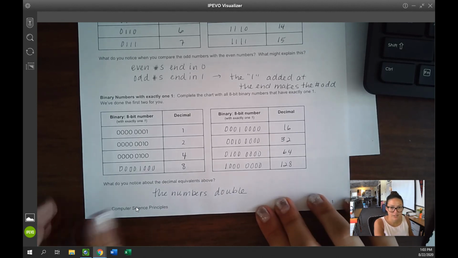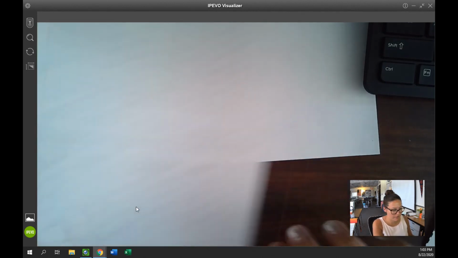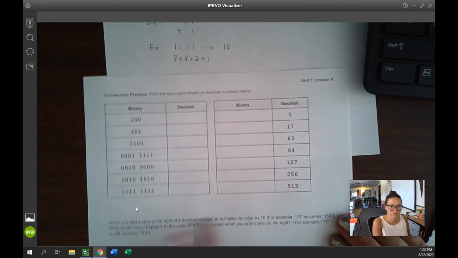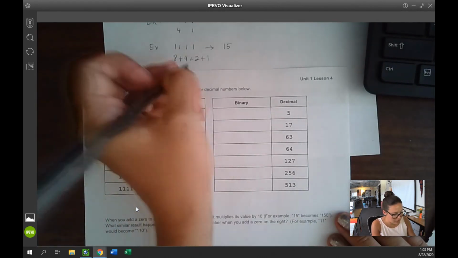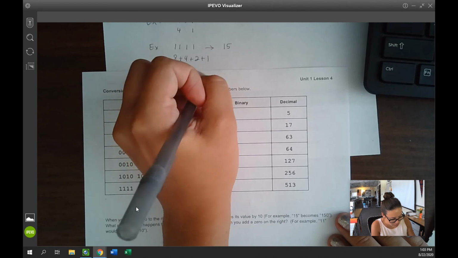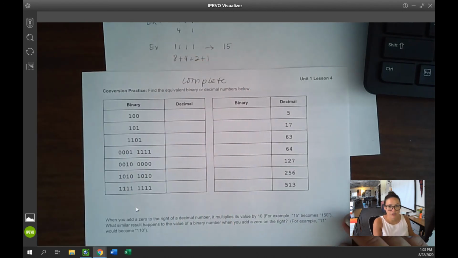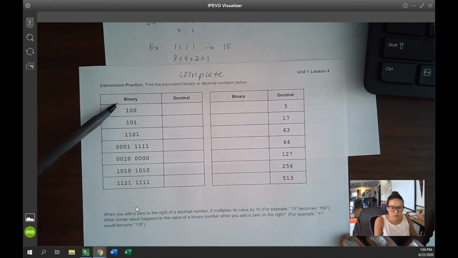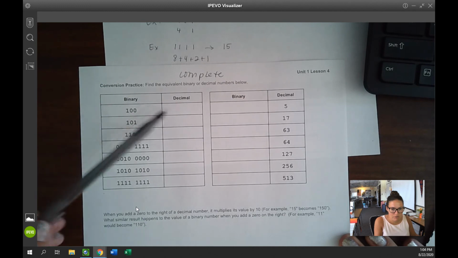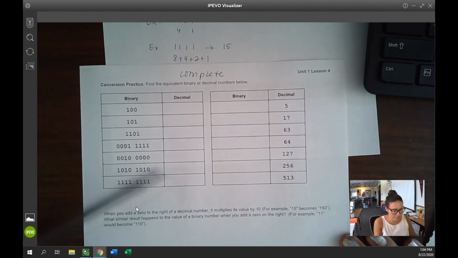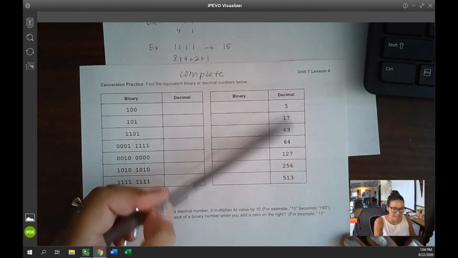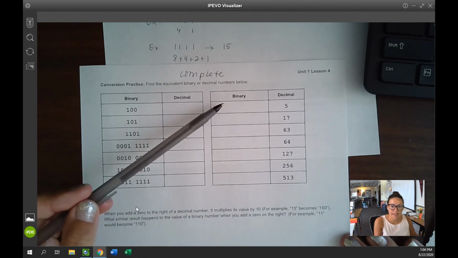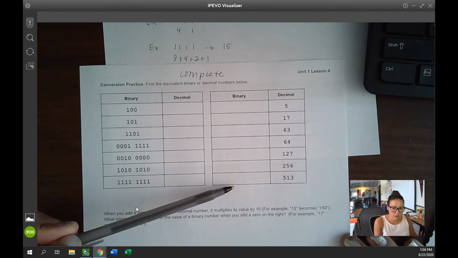Okay, let's go ahead and flip over the paper. You are going to be completing the rest of this on your own before I see you again this week. So you are going to take these binary numbers, figure out their decimal equivalent, and then you're going to take these decimal numbers and find their binary equivalent.